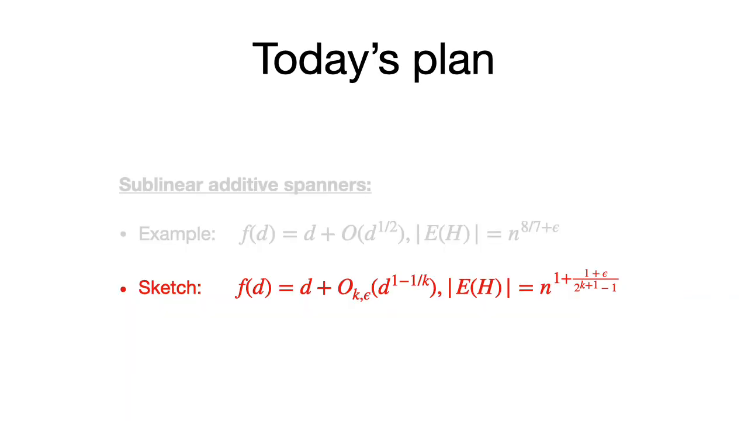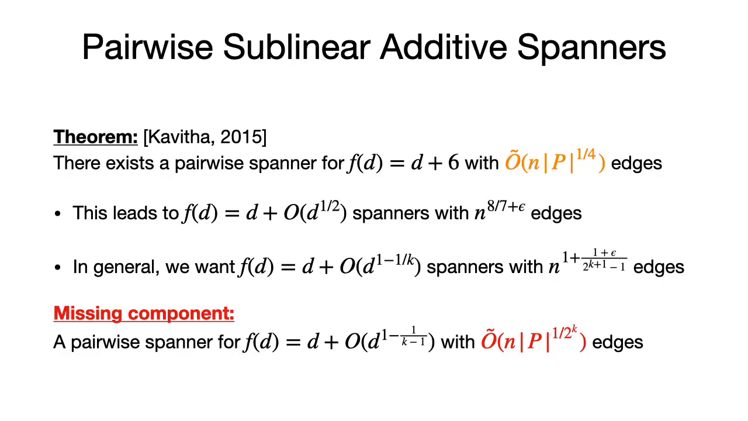Next, let's discuss how to generalize it for larger k. Our previous algorithm for the base case of k equal to 2 relies on this theorem by Kavita in 2015, which constructs 6 additive pairwise spanners. For a general sublinear additive stretch, the only missing component is a pairwise spanner with sublinear additive stretch with n times p to the 1 over 2 to the k edges.